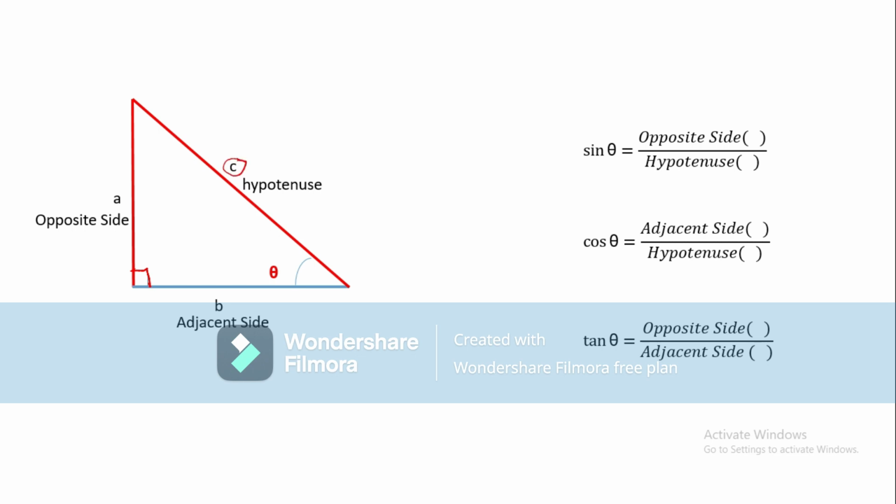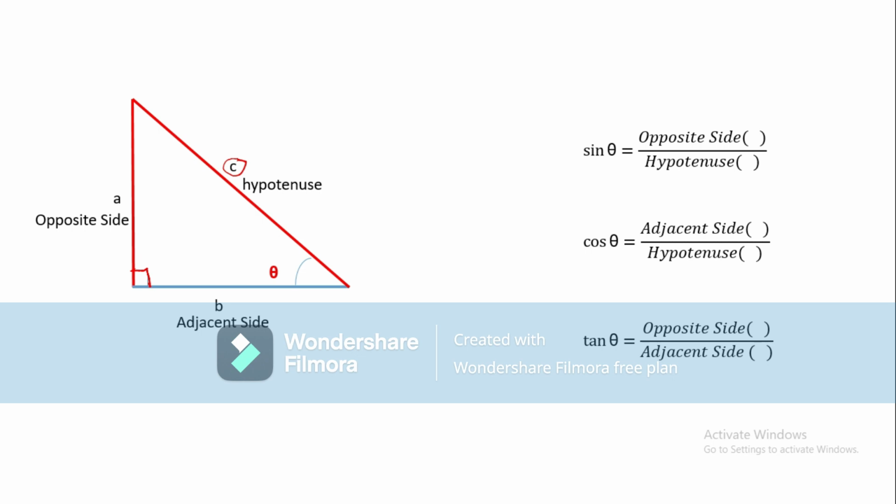Now get ready to meet the fantastic four of trigonometry, our heroes who unlock the mysteries of the triangle. They are sine theta, cos theta, tan theta, cosec theta, sec theta, and cot theta. As of now, we are discussing three of them. The rest of the trigonometric functions, we will meet as we progress.